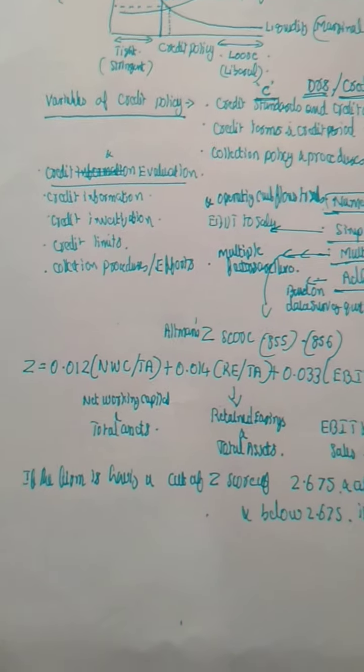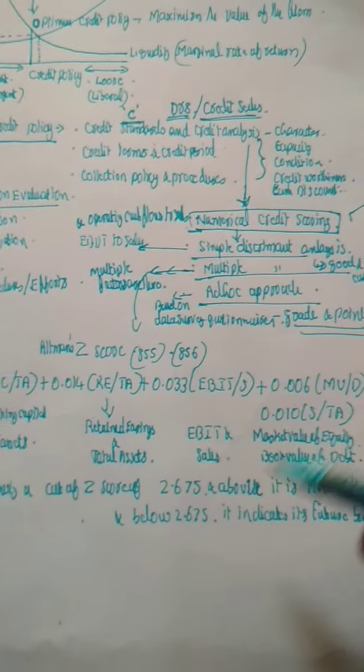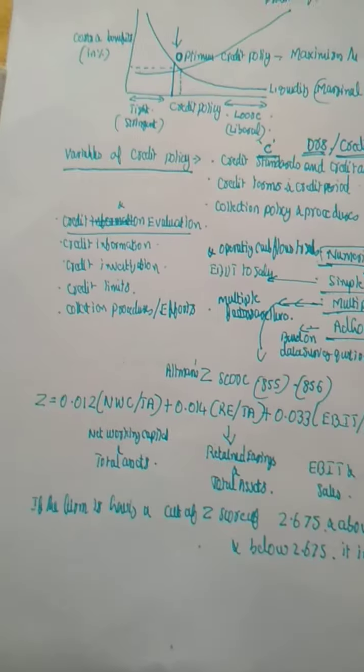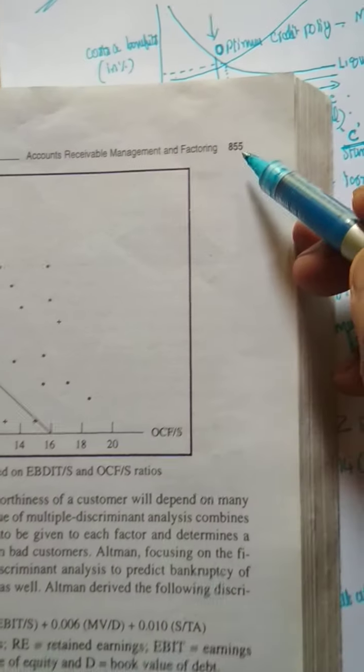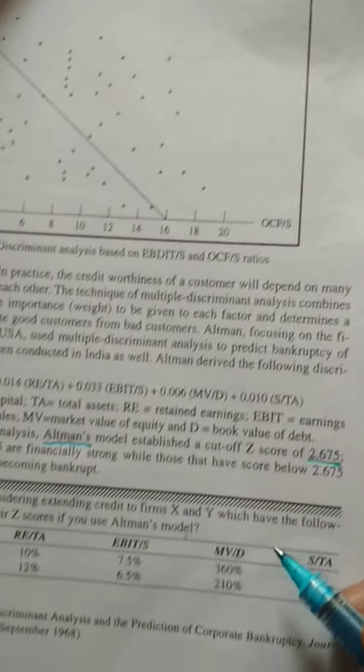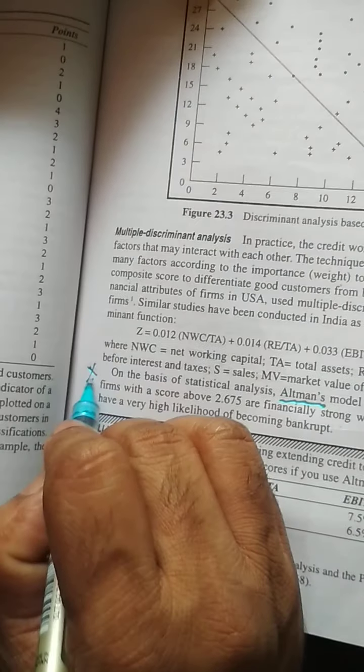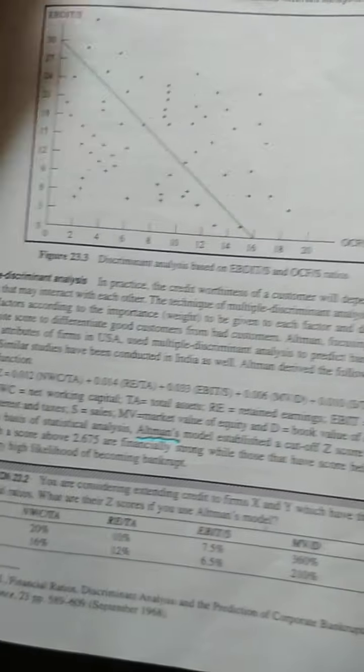I will scan this page and send it to you separately in order to do this problem. It is in the I.M. Pandey textbook, page number 855, which describes Altman's Z score, which is very important from the receivables management angle.